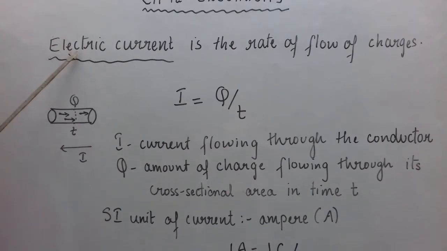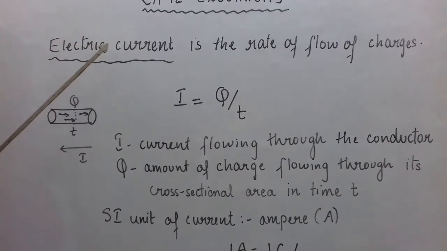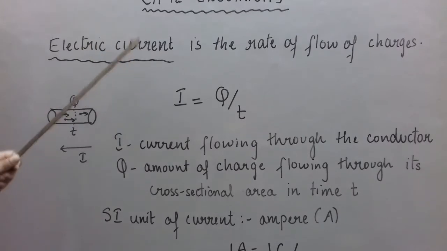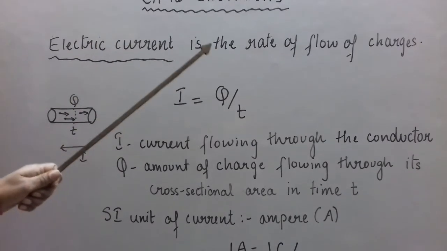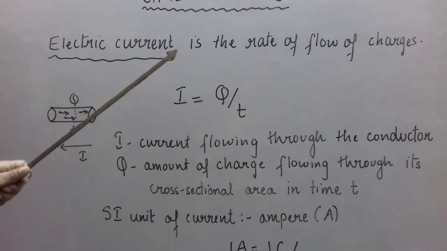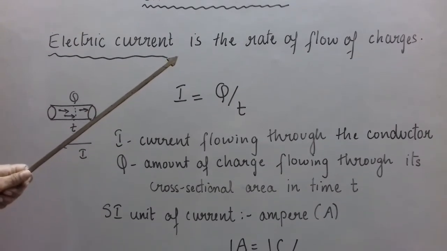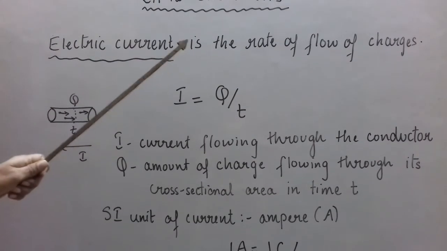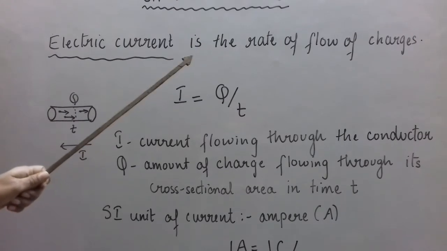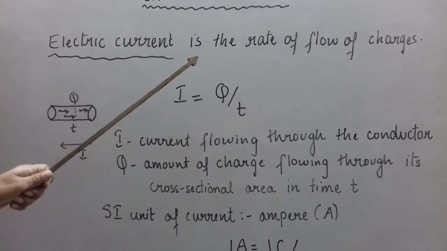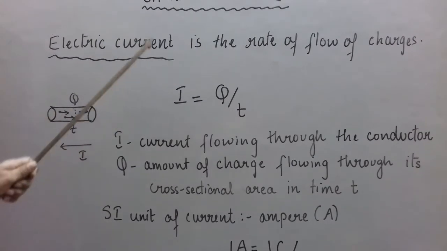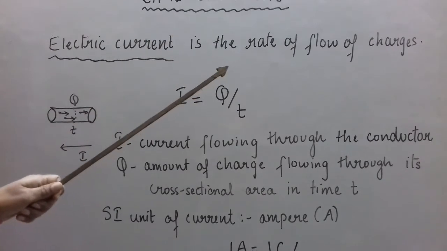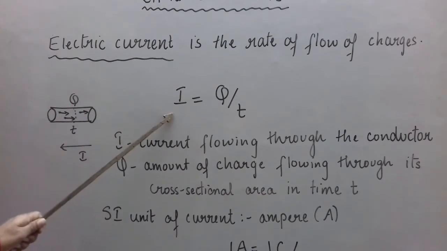So let us see what is its quantitative definition. Electric current is the rate of flow of charges. You have studied in your 9th class, when you hear the term rate, you know what it is. So generally it is time rate. So electric current is the rate of flow of charges, means just look at this equation.